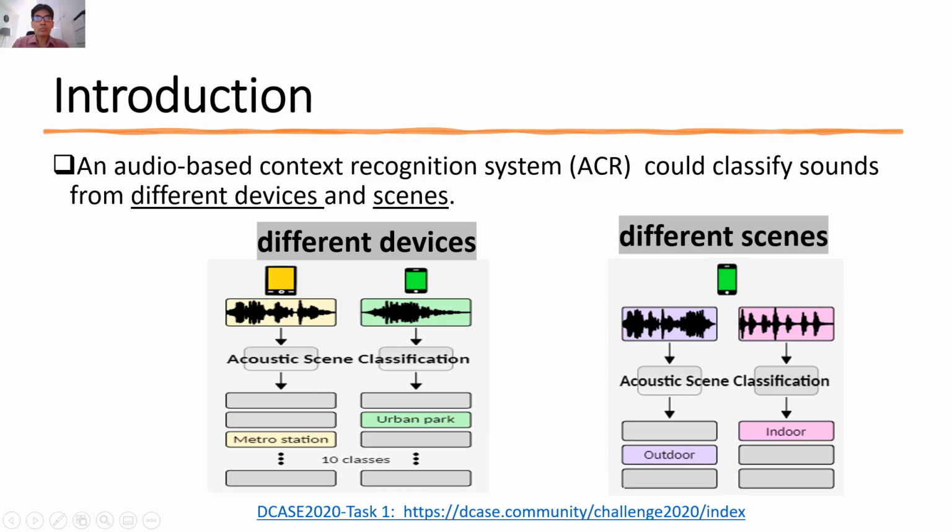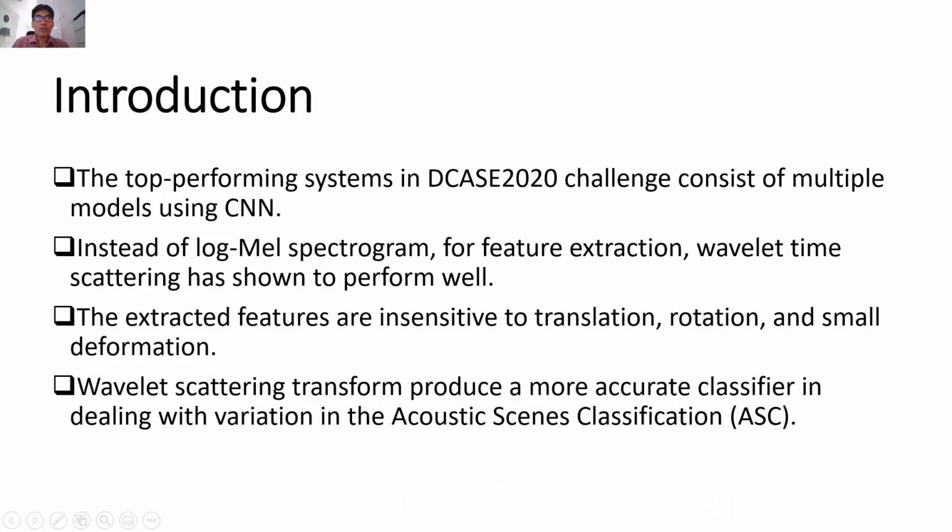So today the data set that I'm going to use is from the DCASE2020 Task 1. This is the link that you can check for the details. Let's carry on with the introductions. The top performing system in the DCASE2020 challenge consists of multiple models using CNN.